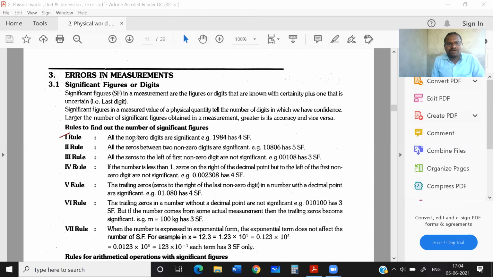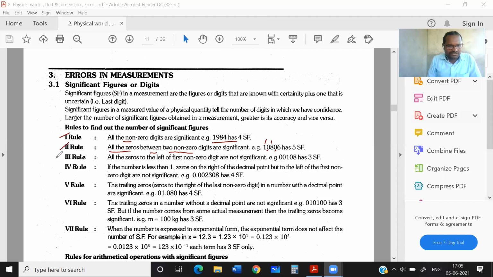First rule, all the non-zero digits are significant. Whatever the number is present means it is a significant number. Next, second rule is all the zeros that are present between two non-zero digits. This 0 is present between 1 and 8, so it is a significant figure. And this 0 is present between 8 and 6, so this is also a significant figure. If the 0 is present in between two non-zero digits, then that number is a significant figure. Okay, remember that point also.